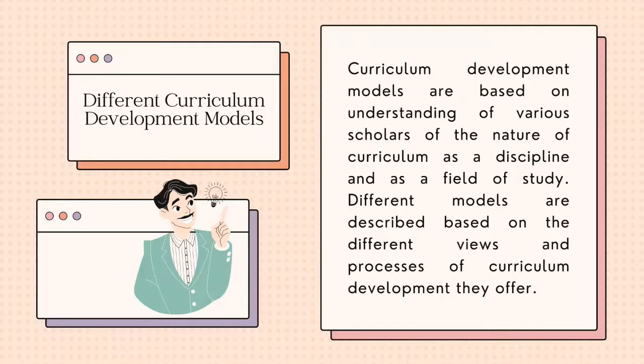The different curriculum development models that will be discussed in this chapter are based on understanding of various scholars of the nature of curriculum as a discipline and as a field of study. Different models are described based on the different views and processes of curriculum development they offer. These models have been recognized and accepted by curriculum scholars as effective and appropriate for developing curriculum at any level. The models are treated as inimitable since each represents various ideas or theories on how to develop a curriculum. Therefore, each model is unique to the others.